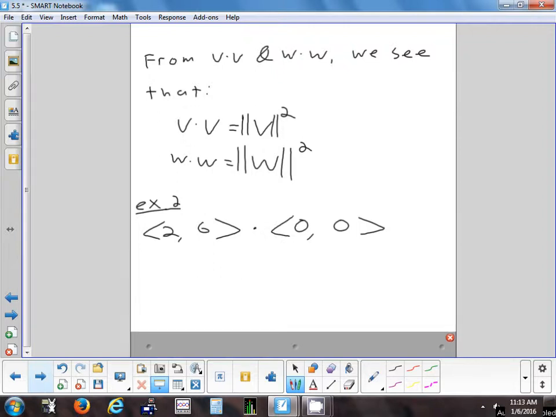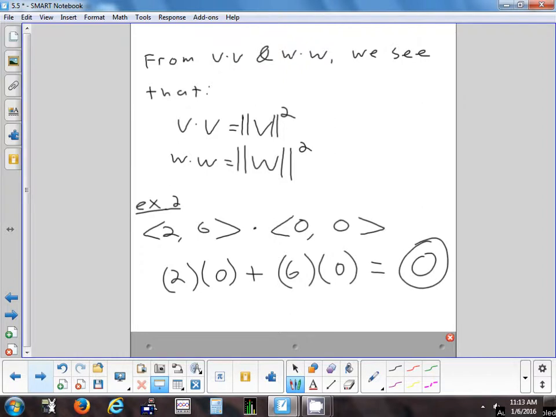All right, we'll practice one in a different notation, not using I's and J's here. Anybody think they can just tell me what the dot product would be there? It's going to be 2 times 0, plus 6 times 0, 0 plus 0 equals 0. Okay, and now is that a number or is that a vector? It's a number.